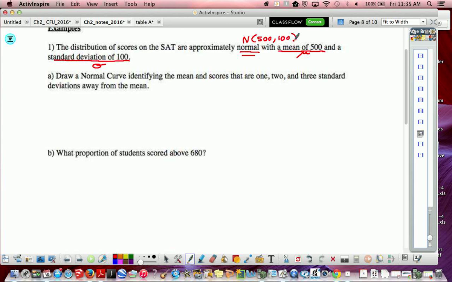So now in part A it says draw a normal curve, identifying the mean and scores that are 1, 2, 3 standard deviations away from the mean. This one I'm not going to do the state, plan, do, conclude piece, because there's no reason to, we're just drawing a curve. So, to the best of your ability, draw your normal curve. That one's a real long one with long tails.